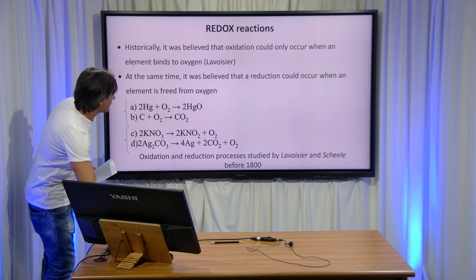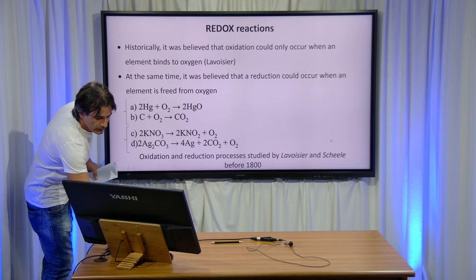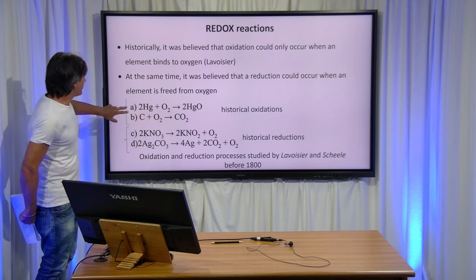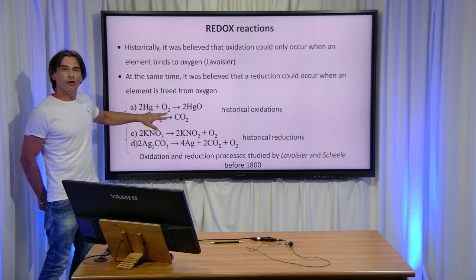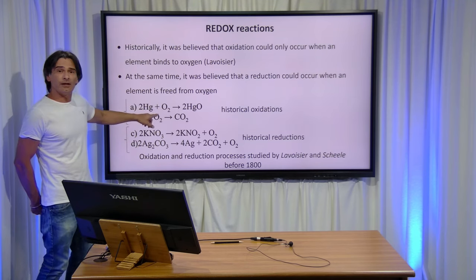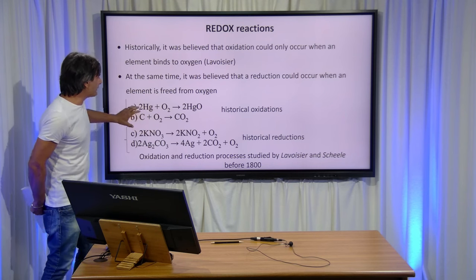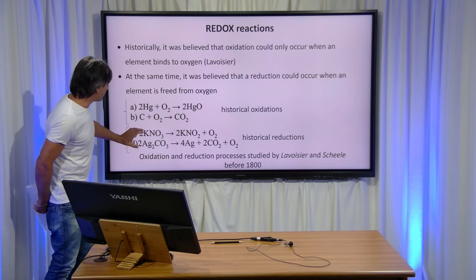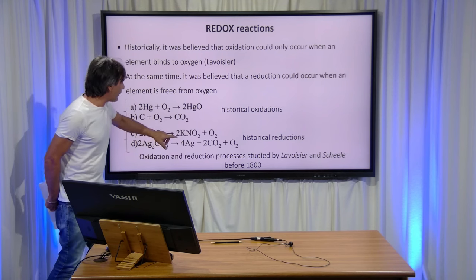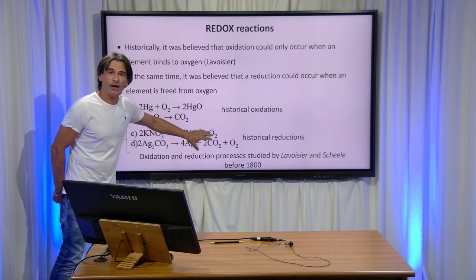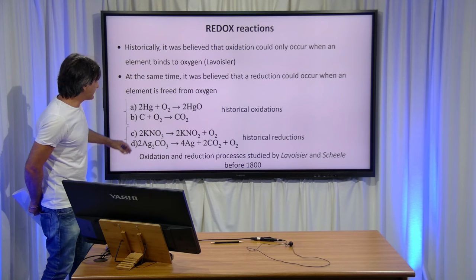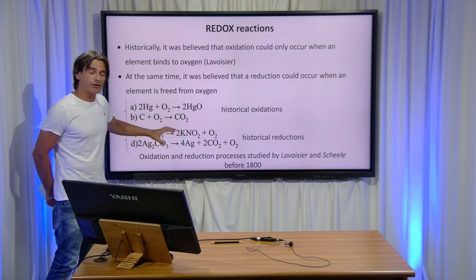The first two are, by the definition we just gave, two oxidations. In particular, these are two oxidations studied by Lavoisier. And as you can see here, we have an element that binds with oxygen to give rise to an oxide. And the second two reactions are defined as reduction processes, because we can see the oxygen between the products of the reaction. We have freed the two substances from the oxygen, and this was considered reduction processes.